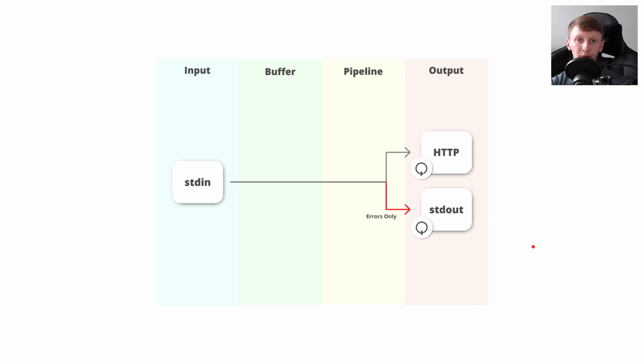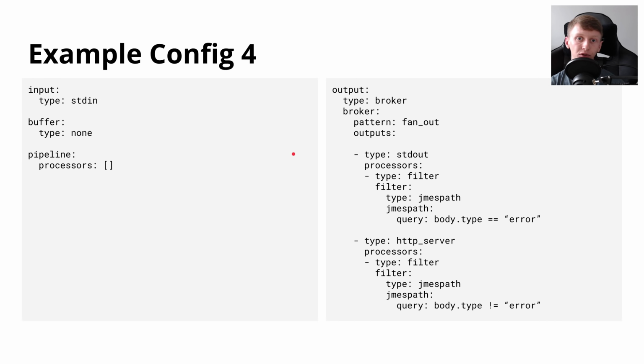Now this is a different type of config. This would show content-based multiplexing. So what we're doing is we're reading messages from standard in, and the message could potentially be an error type or it could be a normal message. And what we want to do is we want to route all the messages to this HTTP output except for errors, which will route to standard out. Now we can do that with content-based multiplexing, and we do it with filter processors.